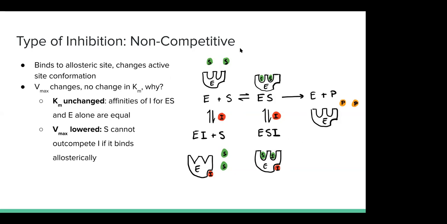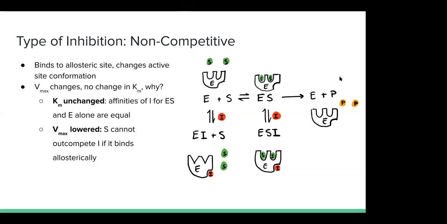So Vmax will be lowered because, like I said, the inhibitor is binding to the allosteric site. And if it's binding to the allosteric site, then no matter how much substrate you add, it will not be able to compete with the inhibitor, because they're not competing for the same active site. Does that make sense?